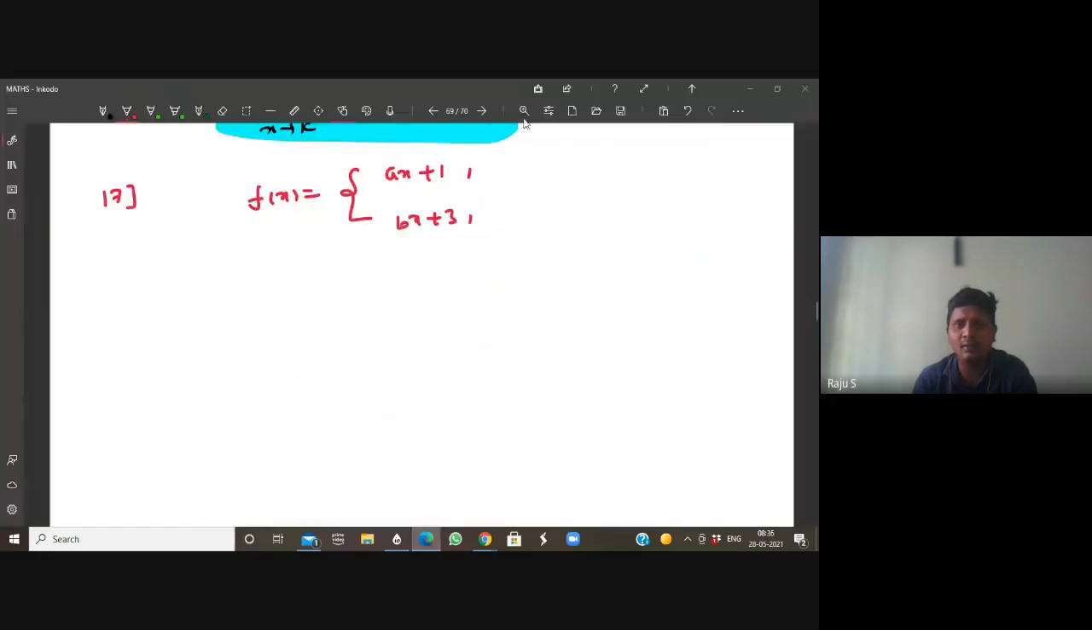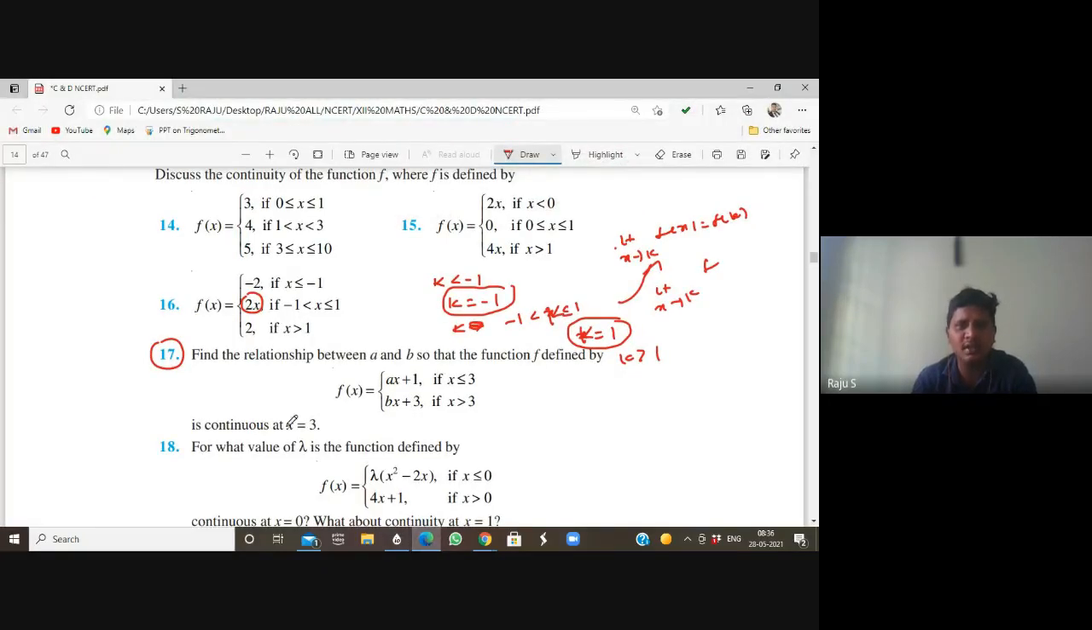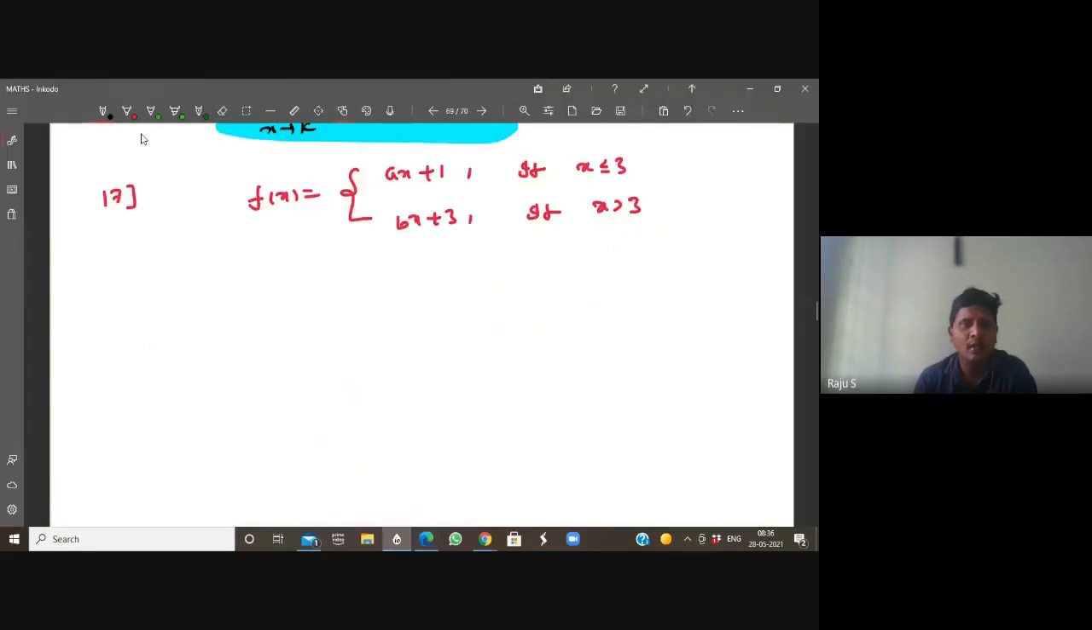If x is less than or equal to 3, if x is greater than 3. Okay, so what have they given clearly here? Clearly it is continuous at x equal to 3. So in the solution, how do we write?